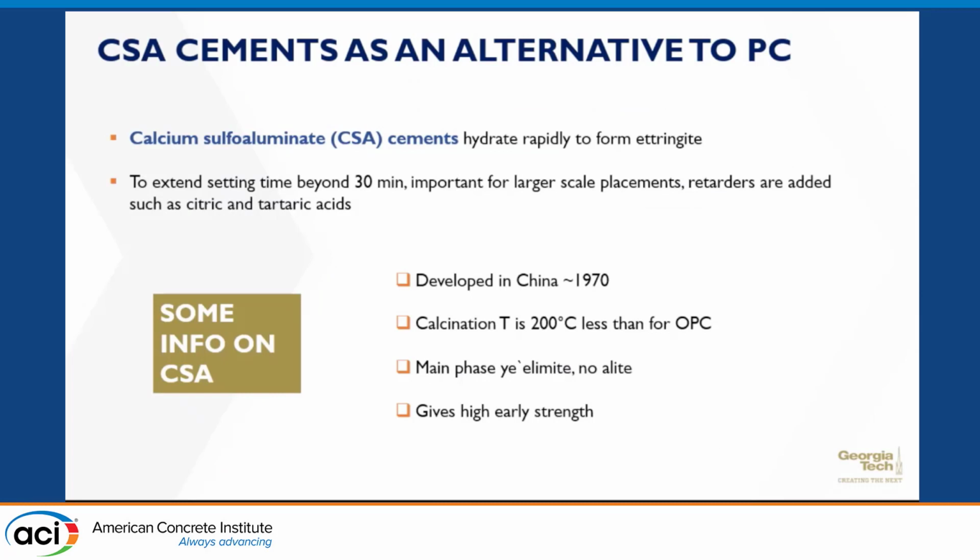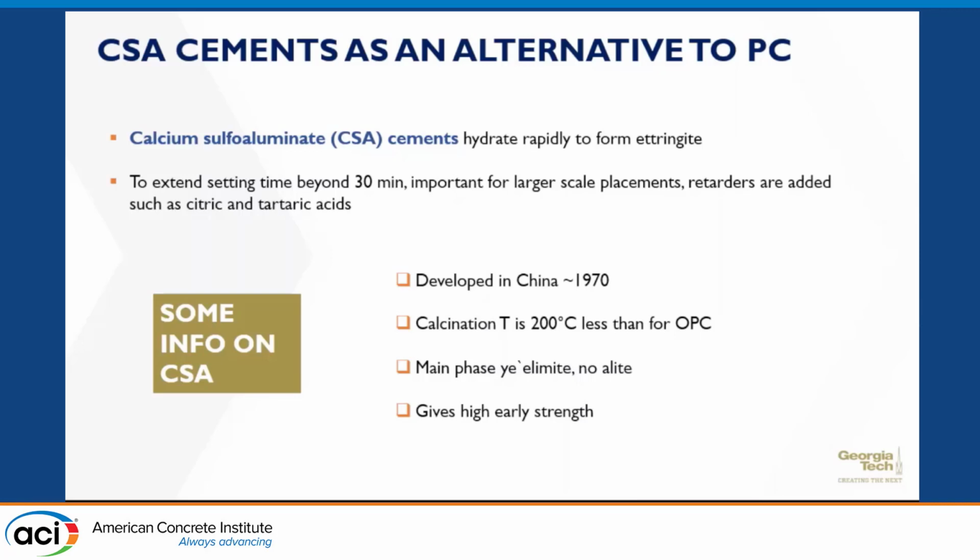So CSA cements are one of the most promising alternatives to Portland cement. They promise great CO2 reductions because the limestone required to produce CSA is much lower compared to Portland cement. The problem with CSA is that it has a really quick set time, so it sets so rapidly, and therefore we need to use retarders to extend its setting time for larger scale placements.